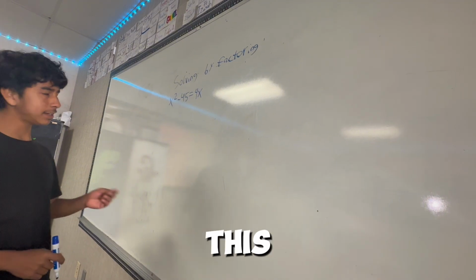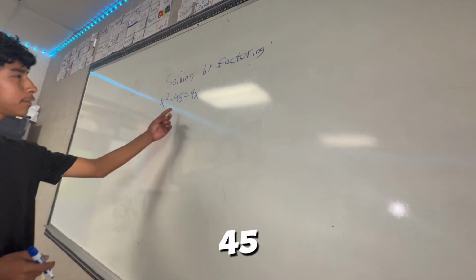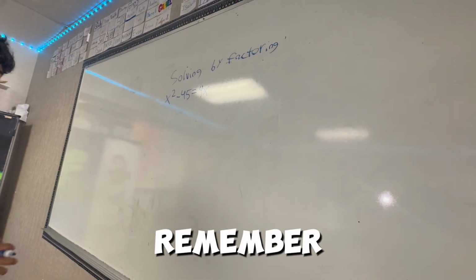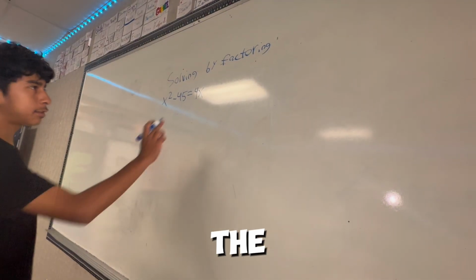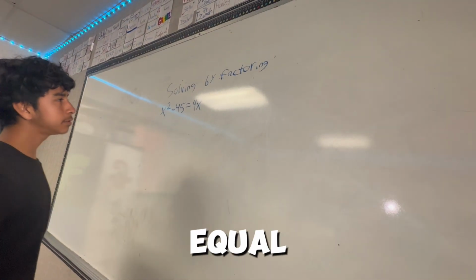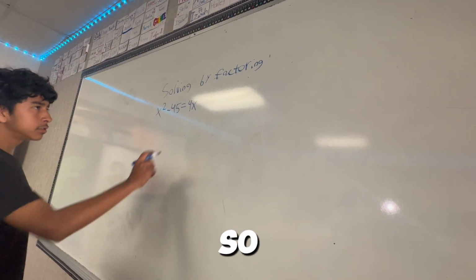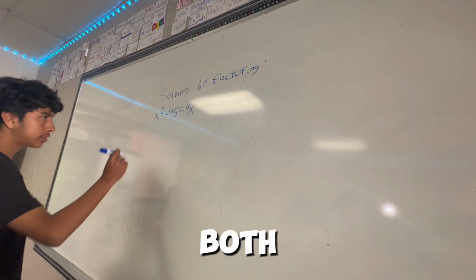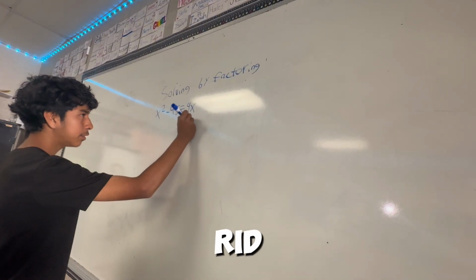Welcome back to the video. Today we're going to be solving this equation right here: x squared minus 45 equals 4x. Now if you remember, the first step is to make the right side equal 0, or one of the sides equal 0. As you can see, it doesn't equal 0. So you're going to want to minus 4x on both sides, right? To get rid of that.